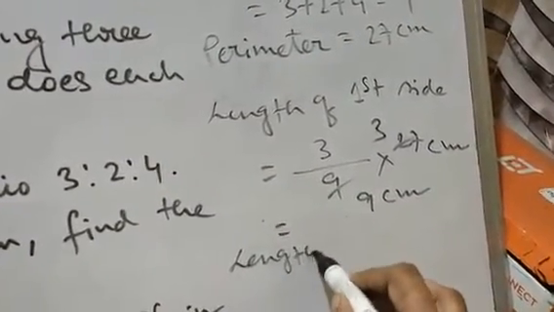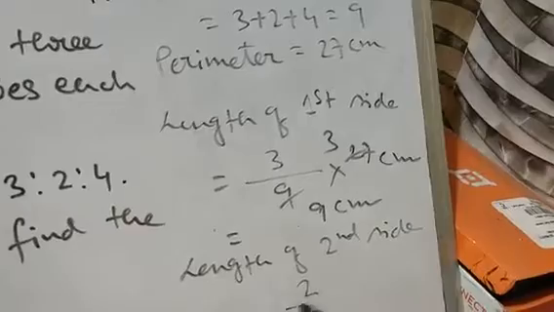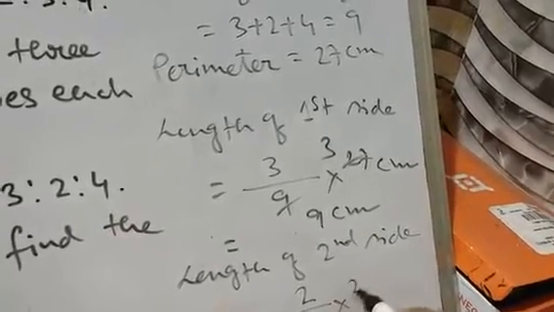Therefore length of second side. Now length of second side is 2 centimeter. So 2 will be your numerator divided by sum of the ratios into 27.